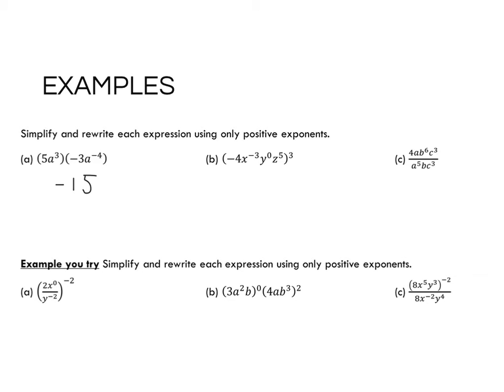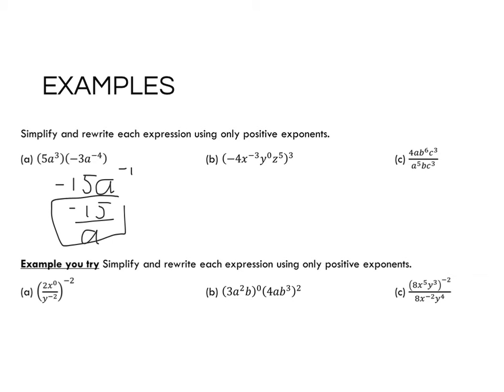and the a's have the same base, so we will add the exponents, a to the negative 1. Because our directions say positive exponents, the a to the negative 1 will be flipped to the denominator of the fraction. So our final answer is negative 15 over a to the first.